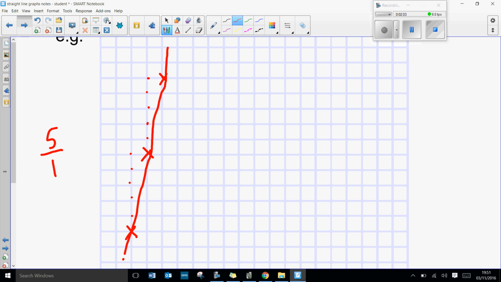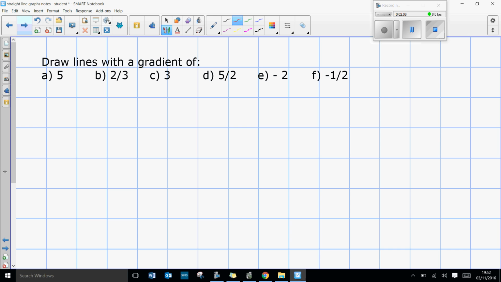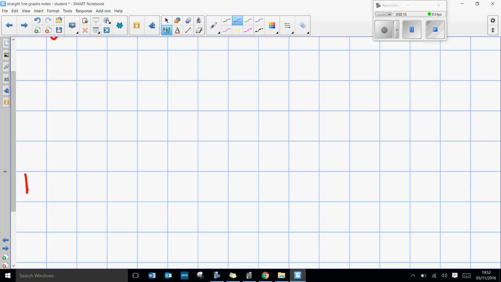So let's look at some examples here. We've already done the 5. So 2/3, we can see that it's already a fraction. So I'm going to start down here. I'm going to rise 2 and run 3. I'm going to rise 2, run 3. And there is our line of gradient 2/3.